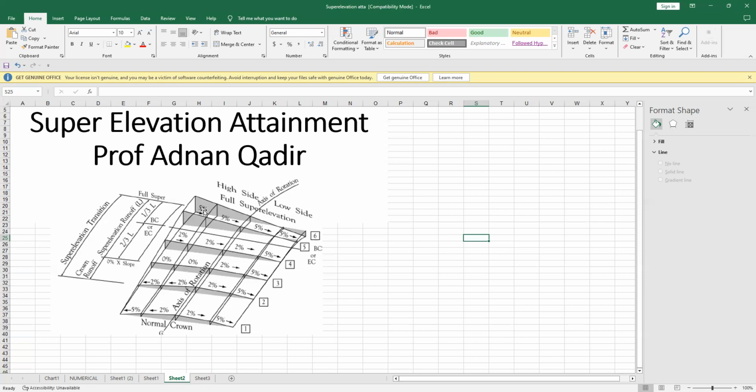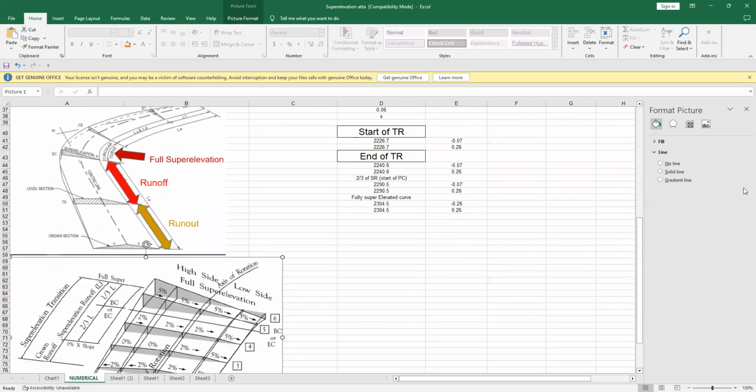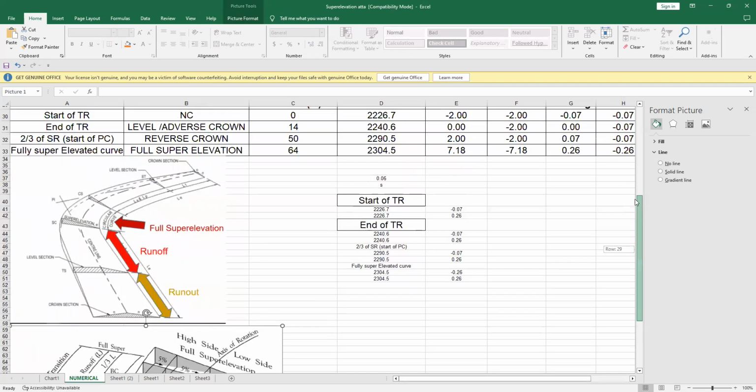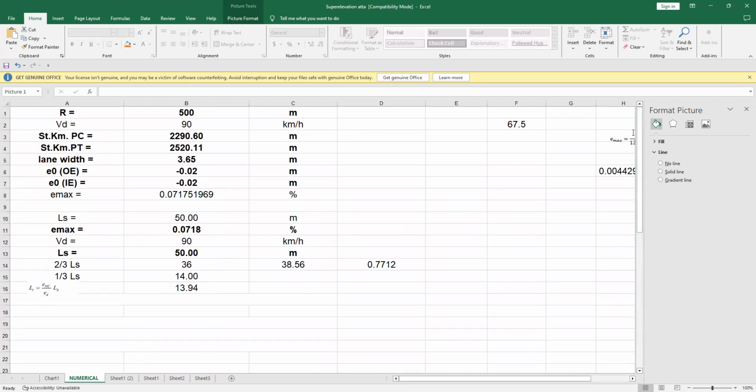Now, in order to understand fully, let's try to solve one example. Take a look at this data. We had a sample data in which we had a radius of 500 meters. We have a design speed of 90 kilometers per hour. Our curve station is 2290.60. Our end of the curve is at 2520.